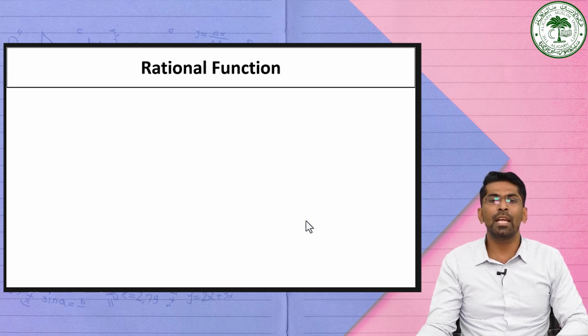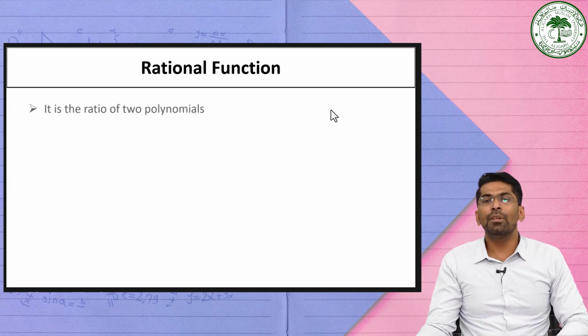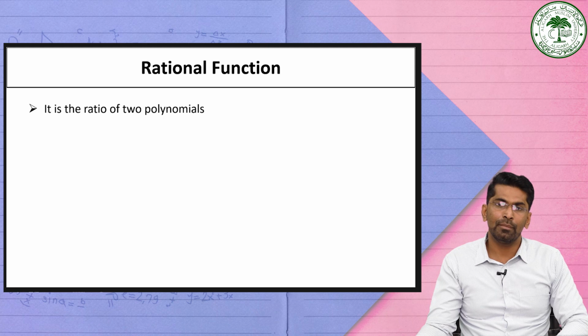Now we have another type of function which is known as a rational function. A rational function is expressed as a ratio of two polynomials, and it is obtained by dividing one polynomial by another.